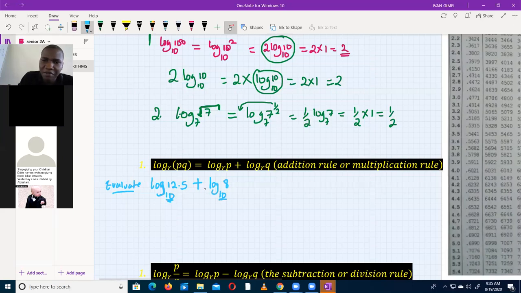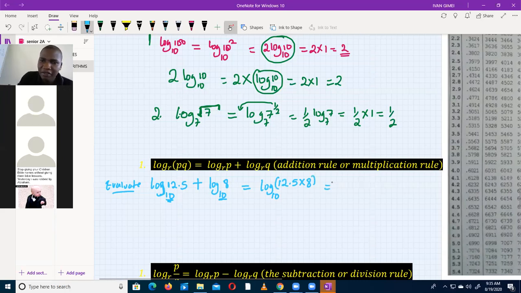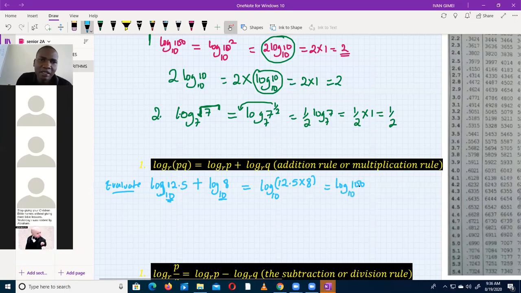This will be the same as log of 12.5 times 8 to the base 10. What's 12.5 times 8? Using your calculator very fast, you tell us that. 100. So this becomes log of 100 base 10. Now at this point, log of 100 base 10 is the same as 2.